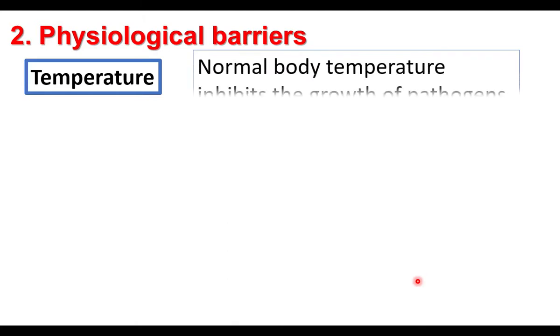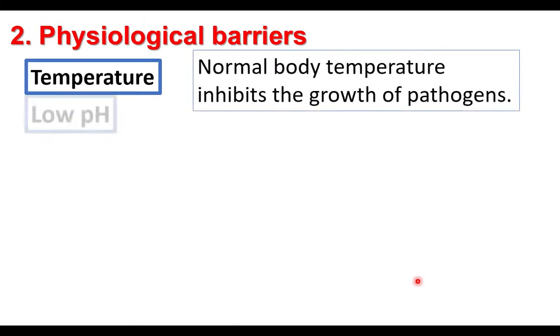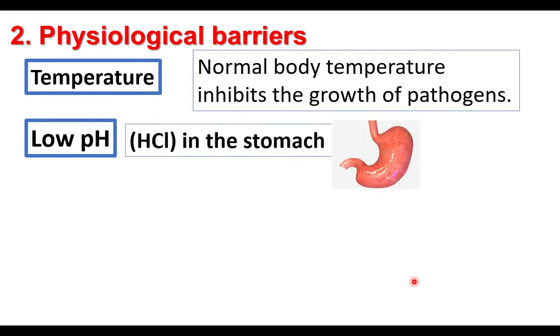The second barrier used in innate immunity is physiological barriers. Our body temperature prevents the growth of different microorganisms. The fever response kills microorganisms. Then there is the low pH of the stomach. We eat different kinds of food items, we drink water. The waterborne, foodborne microorganisms are killed by the low pH of the stomach. The stomach secretes HCl that creates low pH inside the stomach.